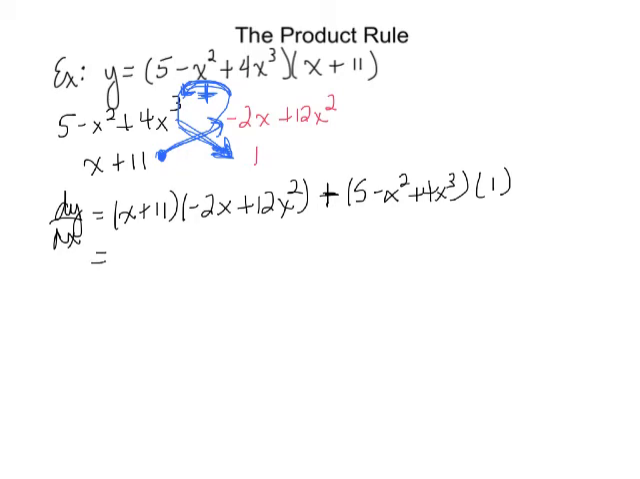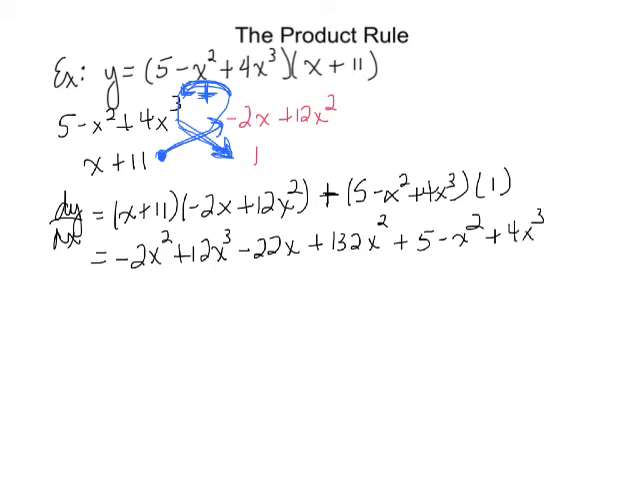And then I still have to do my algebra here, so I'm going to distribute the x. Negative 2x squared, distribute the x to the 12x, so that'll be 12x cubed. Distribute the 11, minus 22x, and then 11 times 12 is 132x squared. And then the other one times 1, well, 1 is the identity, so if I multiply anything by 1, it doesn't change that quantity, so 5 minus x squared plus 4x cubed stays 5 minus x squared plus 4x cubed. And of course, last but not least, I want to put together my like terms.